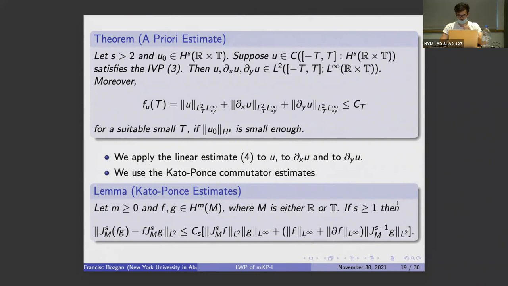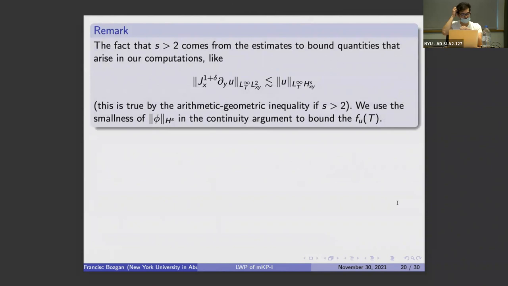Okay, some remarks. The S greater than 2 comes from the estimates here to bound quantities that arise in our computations. Here you see that I have 1 plus delta derivatives in x, 1 plus n, 1 derivative in y.